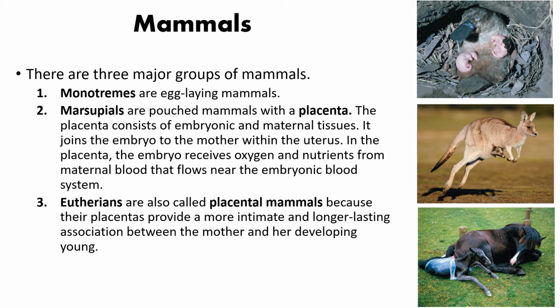The eutherians, which are also called placental mammals, are going to have the placenta inside their body for a much longer time than the marsupials will. We'll talk a little bit more about how marsupials actually have this all take place, but eutherians, which is what humans are in, are going to have long gestational periods where the baby is inside, developing. There will then be a birth, and there's going to be this more intimate and long-lasting association between the mother and the developing young.